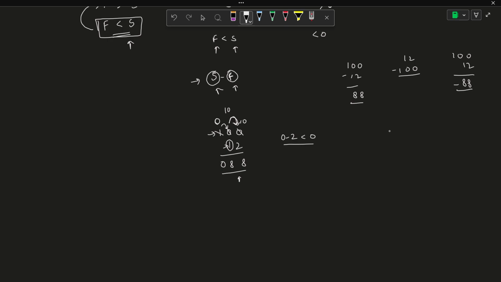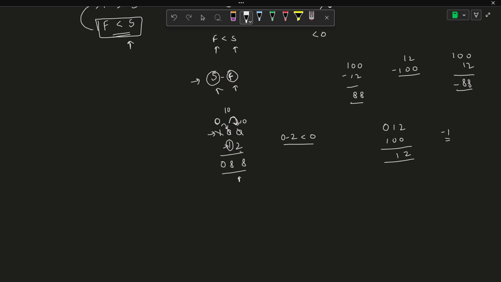borrowing method. Now what happens if the numbers are switched? So 0, 1 and 2 and 1, 0, 0. These are the two numbers that I have now. So what I'm going to do is 2 minus 0 is 2, 1 minus 0 is 1 and 0 minus 1 is minus 1. So here it is minus 1.